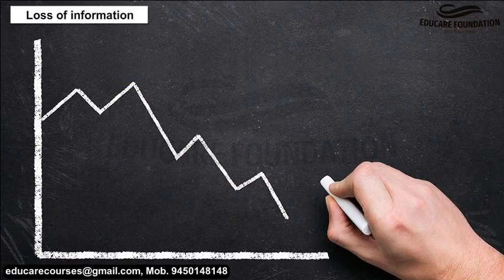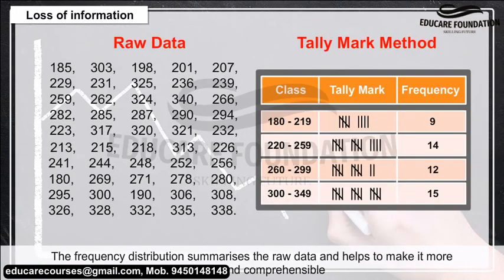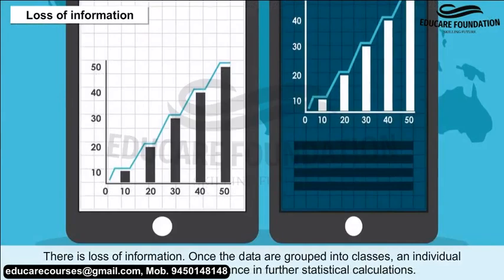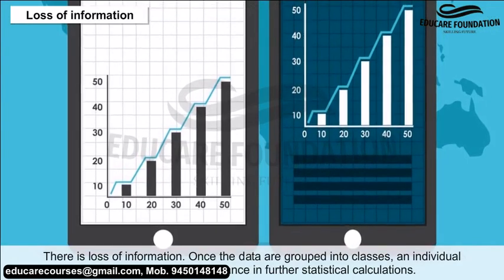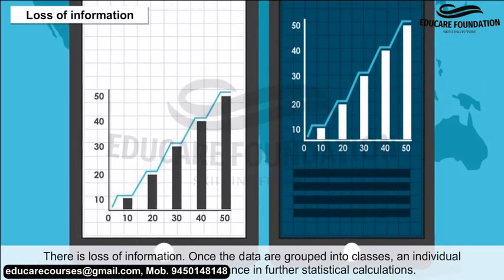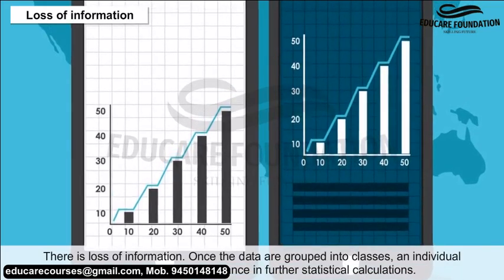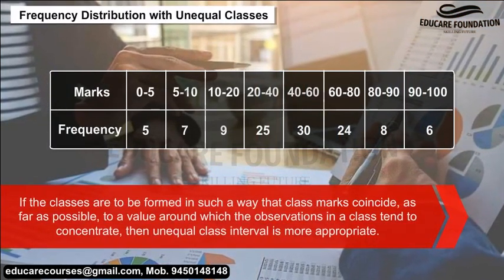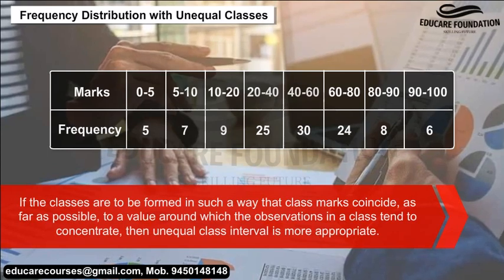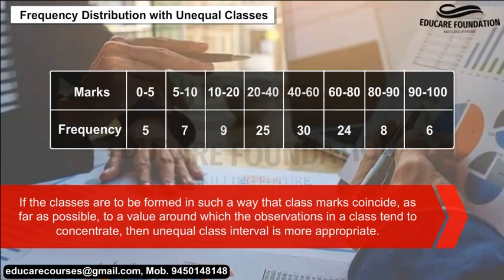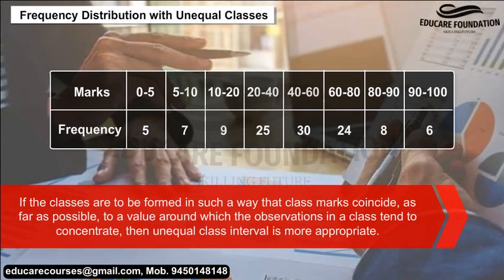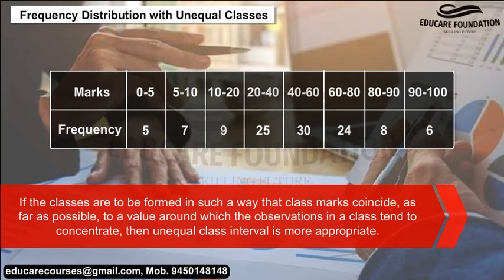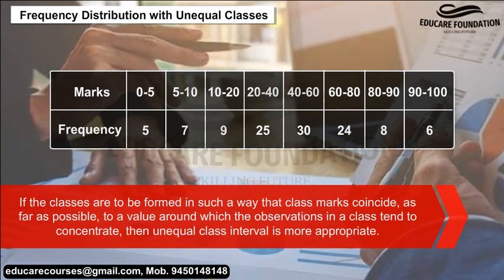Loss of information. The frequency distribution summarizes the raw data and helps to make it more concise and comprehensible. There is loss of information. Once the data are grouped into classes, an individual observation has no significance in further statistical calculations. Frequency distribution with unequal classes. If the classes are to be formed in such a way that class marks coincide, as far as possible, to a value around which the observations in a class tend to concentrate, then equal class interval is more appropriate.